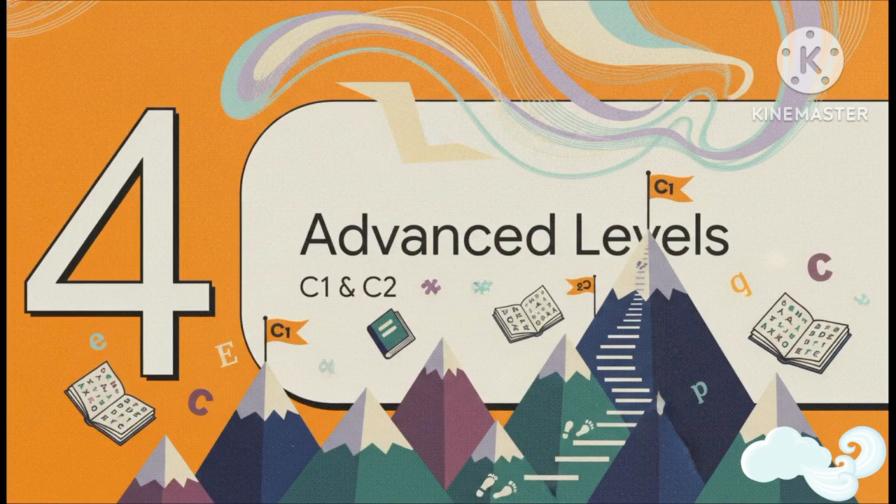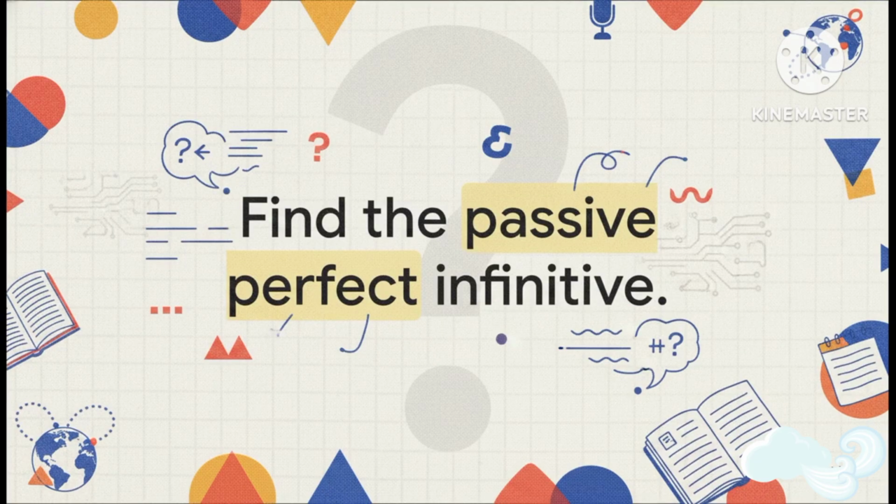Part 4. Mastering the Advanced Levels. Welcome to the big leagues. Welcome to the C levels. Let's kick this off with a highly technical C1 question. Honestly, just hearing the grammatical terminology here is enough to make anyone break a sweat. Passive perfect infinitive. I mean, it sounds more like a dense legal document than a casual conversation, right?